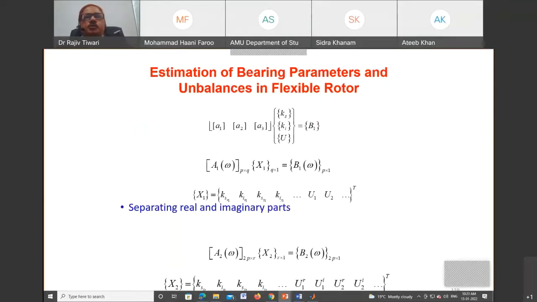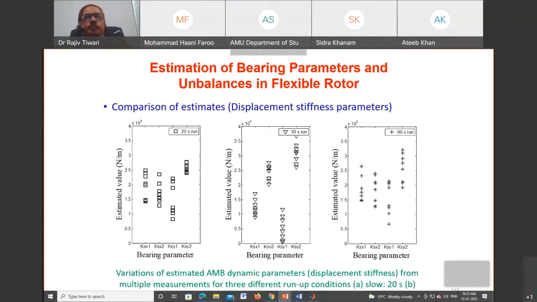So we rearranged this equation so that we can have the unknown quantity in the regression form. So Kx, Ki of different bearings and the unbalance are the unknowns; all other measurements and rotor model parameters were known here. So using this, we estimated the bearing parameter. This is the Kx. We had two bearings, in the x direction and y direction. So this is the variation of the parameter for different runs. If you see the values, they're not changing much, but within some range they are changing. But we were able to estimate this bearing parameter also along with the unbalance.